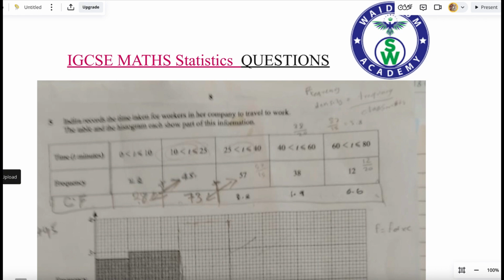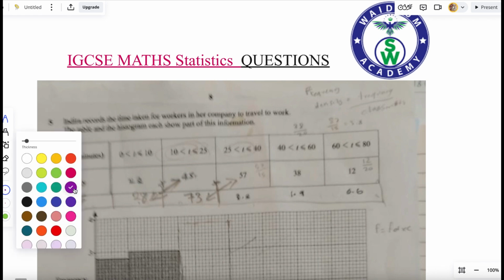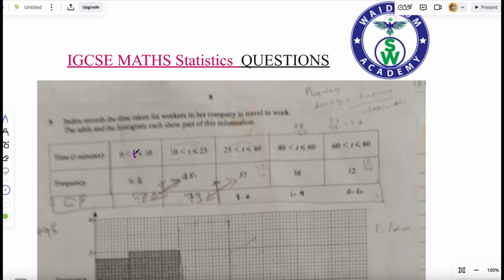Okay, now let's take our pen. Now here is T, the time axis. Here T is less than or equal to 10, but greater than 0 in the first one. The second one, T is less than or equal to 25 and greater than 10, and so on and so forth. Now this is the frequency axis.